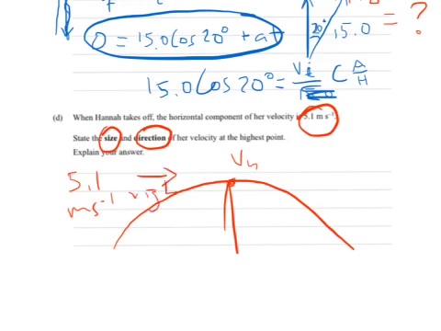Okay, right. And when you explain it, you explain that the acceleration is in the vertical direction, leading to 0 velocity at the peak of her flight, at the apex, and the only remaining velocity is the horizontal velocity.